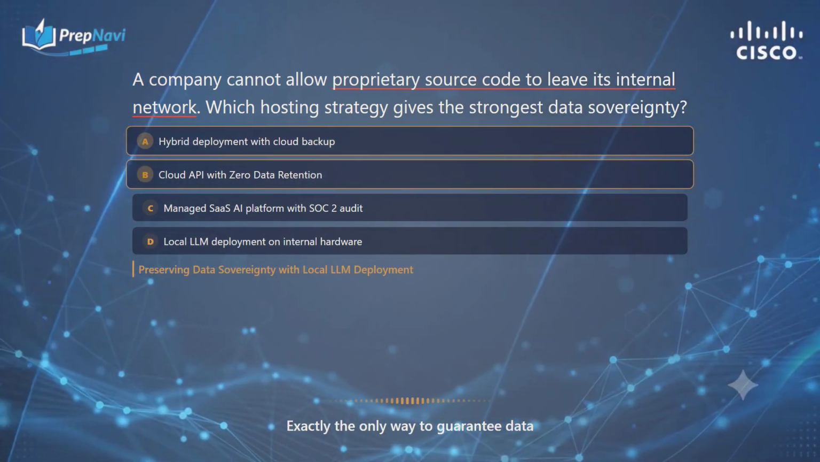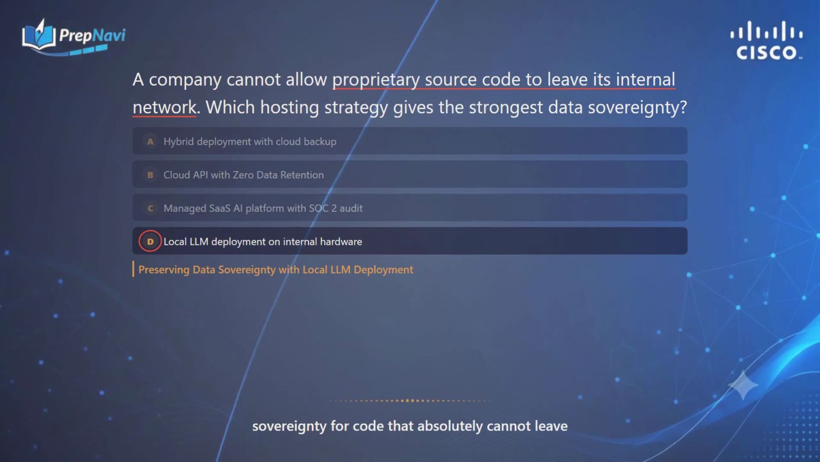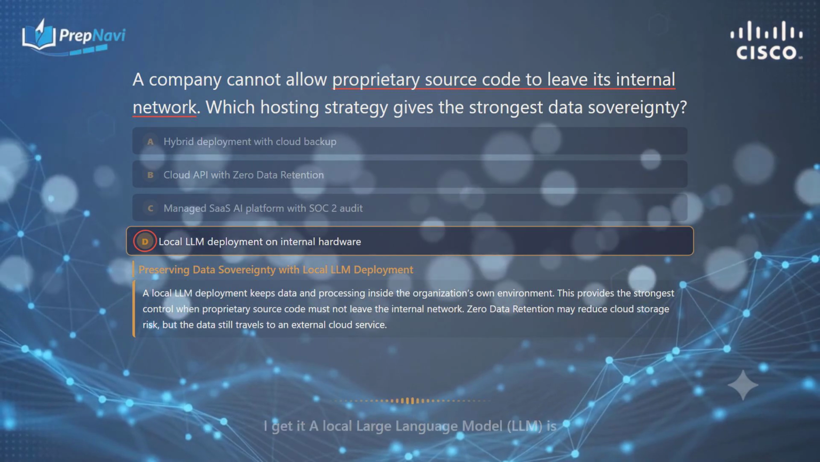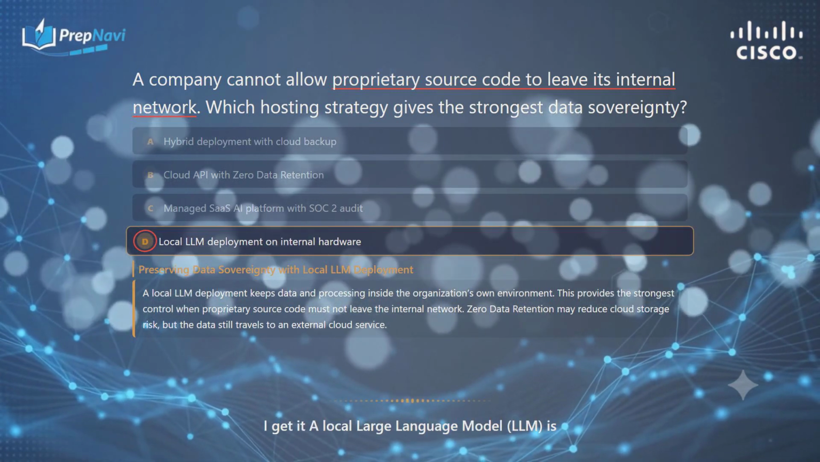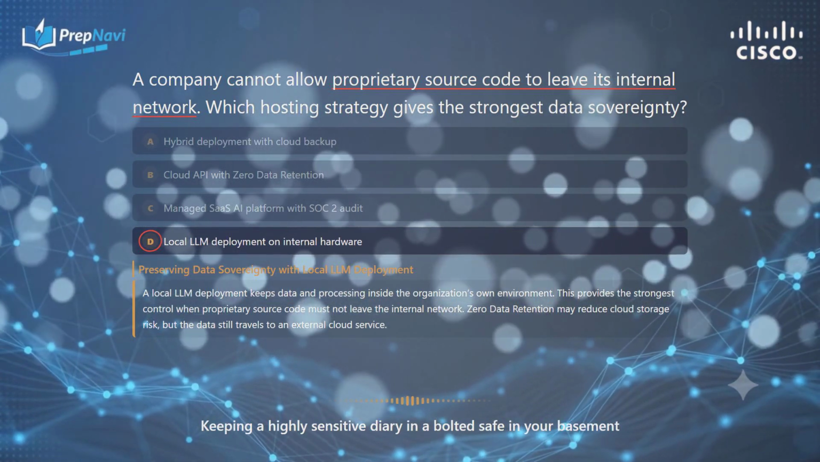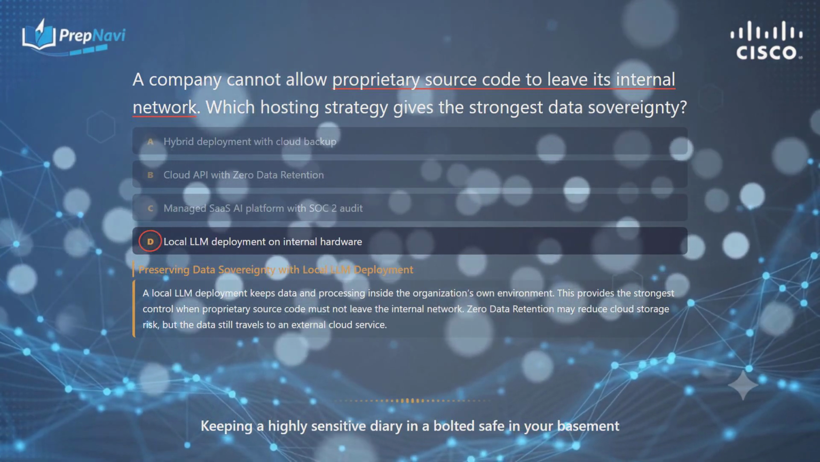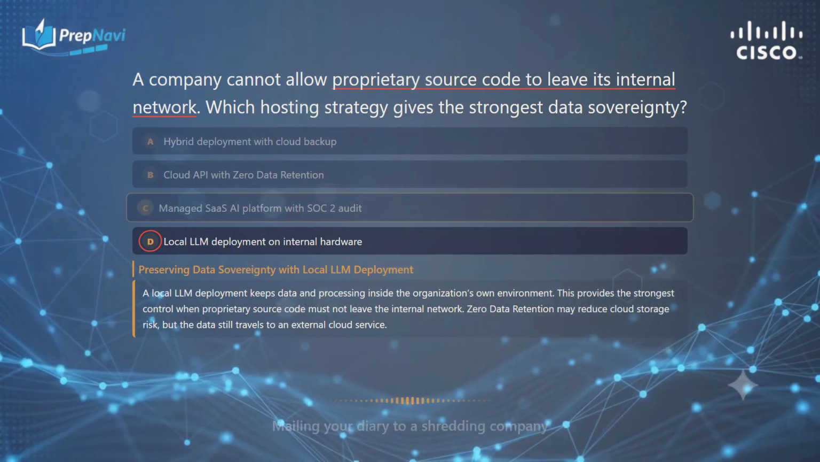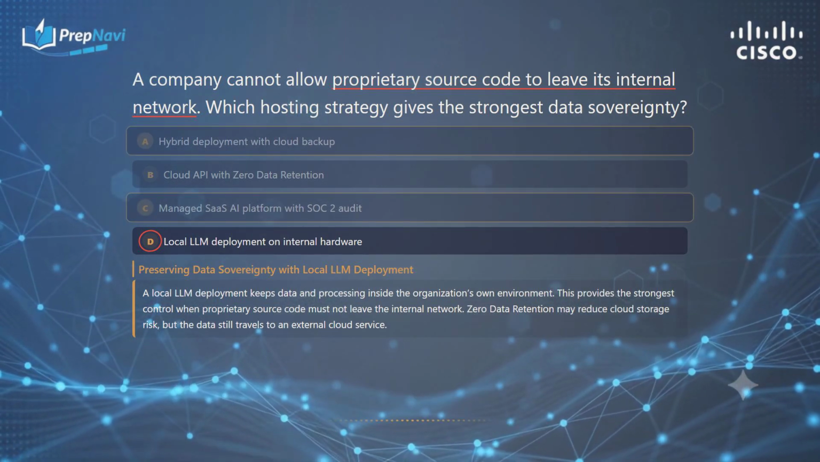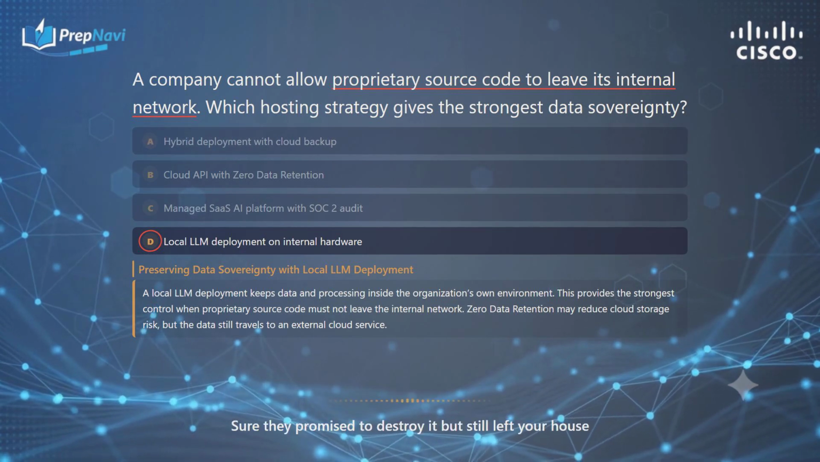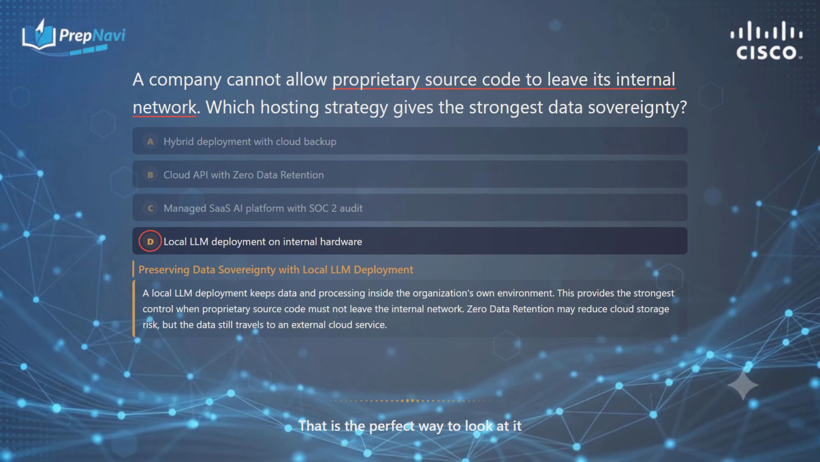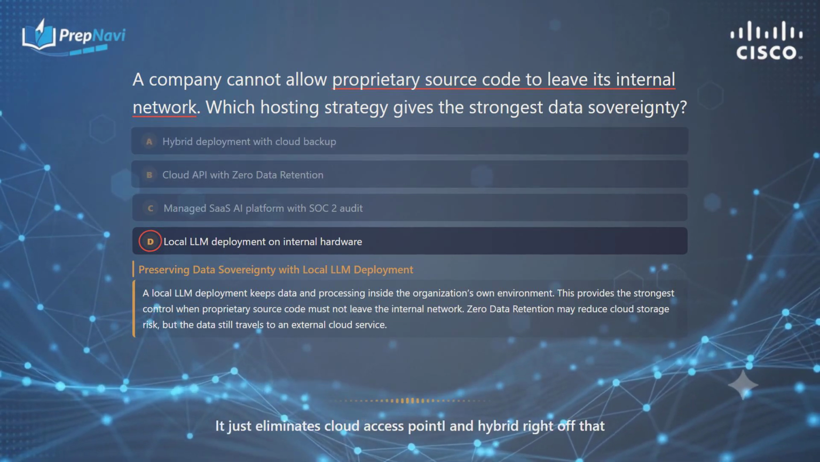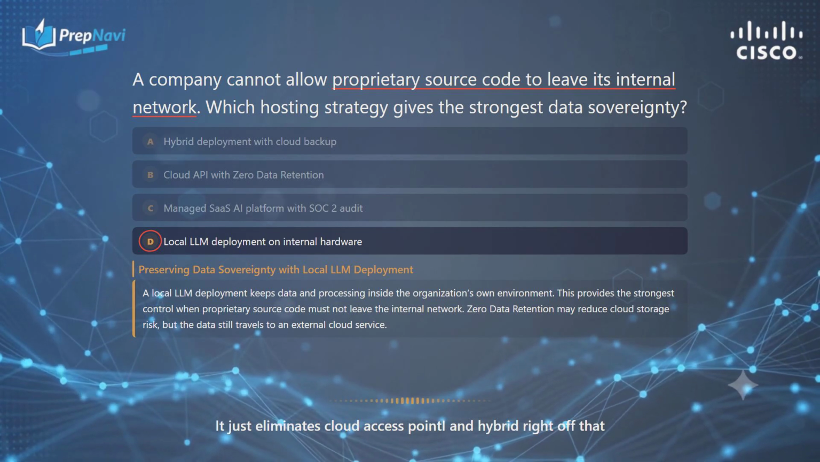Exactly. The only way to guarantee data sovereignty for code that absolutely cannot leave the network is a local LLM deployment on internal hardware. Ah, I get it. A local LLM is like keeping a highly sensitive diary in a bolted safe in your basement. Yeah, exactly. And a zero retention cloud API is mailing your diary to a shredding company. Sure, they promise to destroy it, but it still left your house. That is the perfect way to look at it. Local means the data never leaves the building. It just eliminates cloud API and hybrid right off the bat.